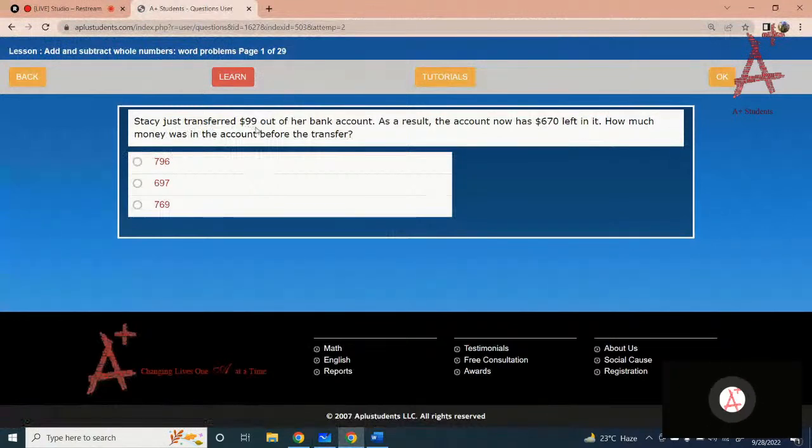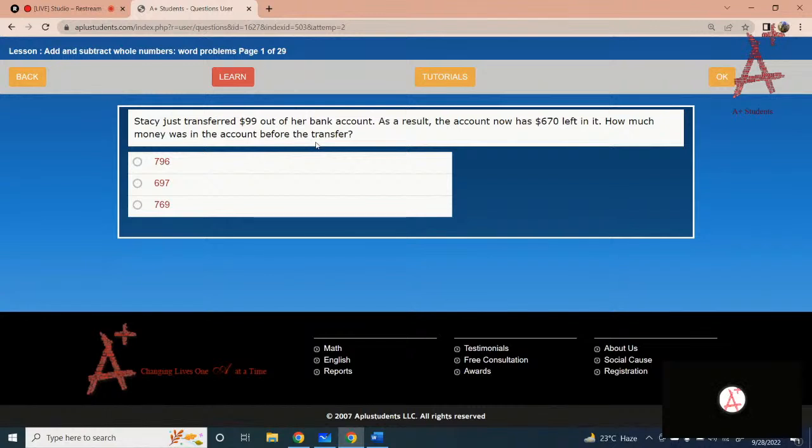Stacy just transferred $99 out of her bank account. As a result, the account now has $670 left in it. How much money was in the account before the transfer? Okay, so what do you have to find? She transferred $99, and after transferring $99, she now has $670. So basically you have to find how much was in her account before the transfer. So what do you have to do, add or subtract? You have to add them.